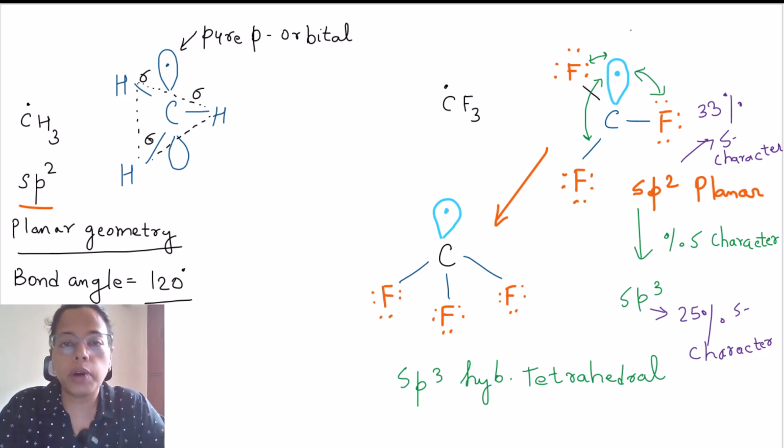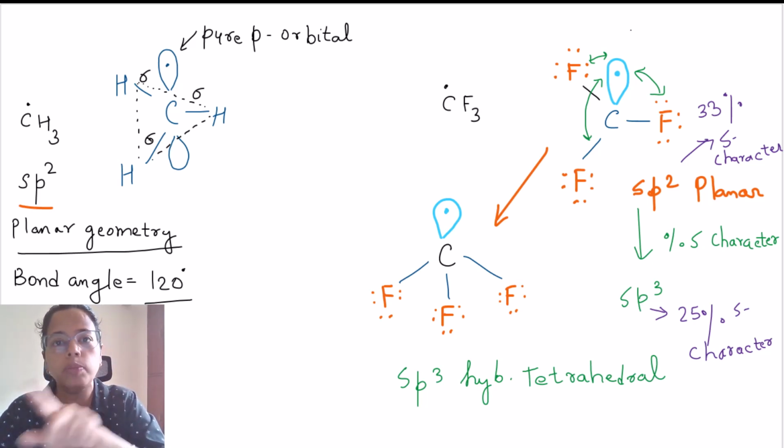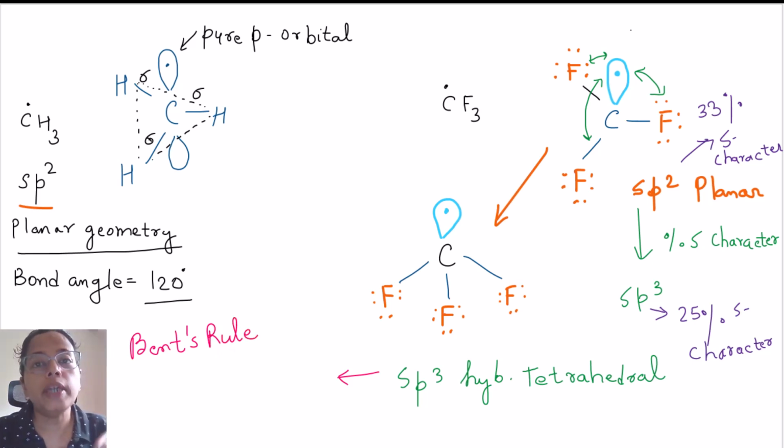In the books you will learn about Bent's rule also. This Bent's rule comes from this scenario. So what does Bent's rule say? Bent's rule says that when the carbon is attached to a highly electronegative atom, or when the terminal atoms are highly electronegative, then the percentage s character of the hybridized orbitals also reduces to maintain stability. So you can see why this change in hybridization and geometry is occurring, just to maintain stability, and the change in hybridization from sp2 to sp3 leads to a reduction in the percentage s character. Why? Because of the terminal highly electronegative fluorine atoms.